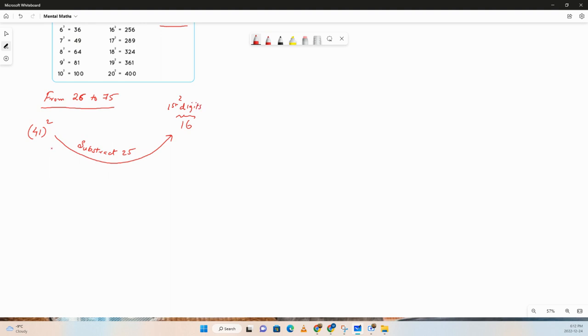And then how would we get the last two digits? We'll take the difference from 50 whole square. So what is 41 minus 50? That is minus 9, or basically 9 square, right? Because we're taking the difference, that is 9 square, which is basically 81. So that would be our last two digits. So the answer would be 1681.